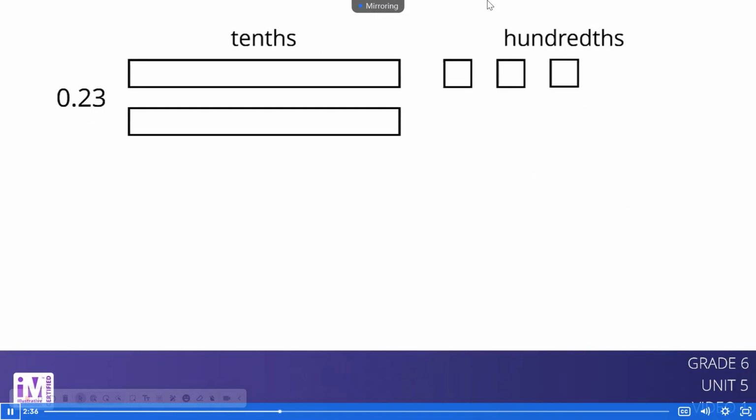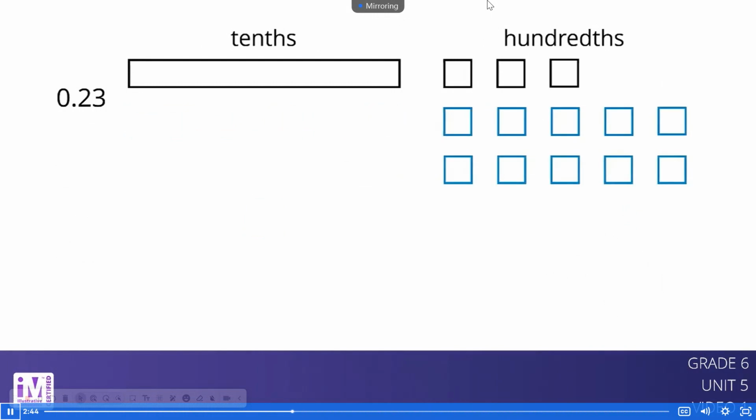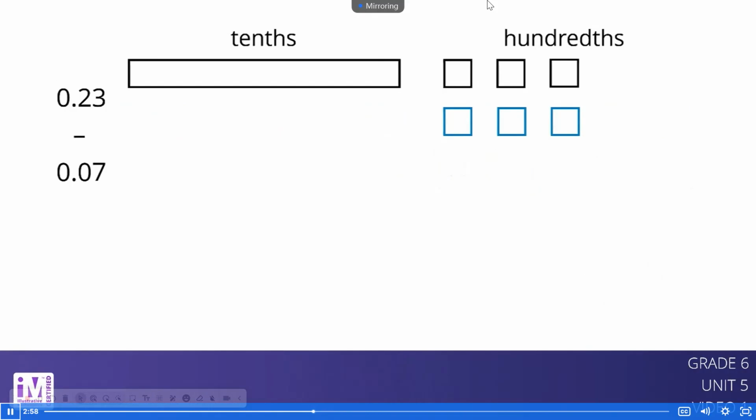We can unbundle one of the tenths into 10/100ths. We now have 1/10 and 13/100ths, from which we can remove 7/100ths. We have 1/10 and 6/100ths remaining, so 0.23 minus 0.07 equals 0.16. Here is a vertical calculation.